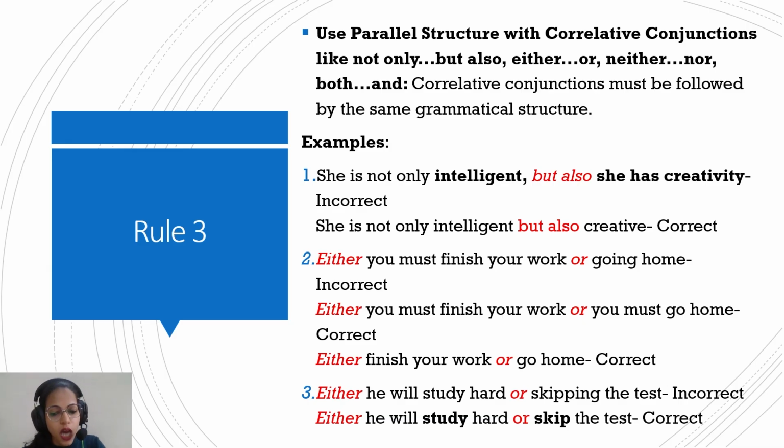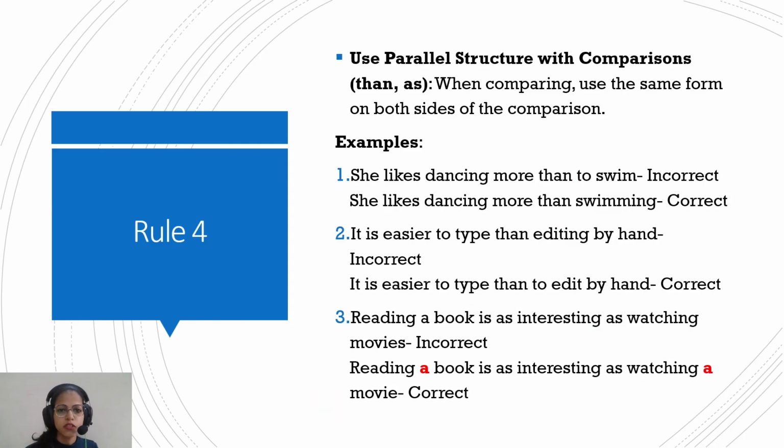Either he will study hard or skipping the test. So if it is study hard, it should also be skip the test, no? Because studying hard and skipping the test, it should be in a similar grammatical structure, both in the ing form or neither in the ing form. Either he will study hard or skip the test. Okay, I hope that's clear.